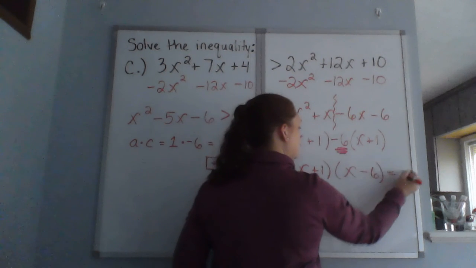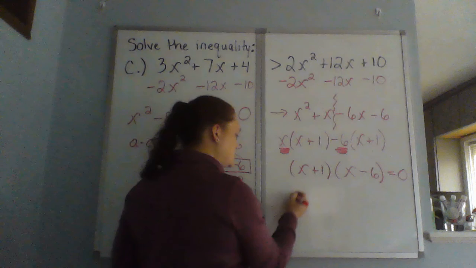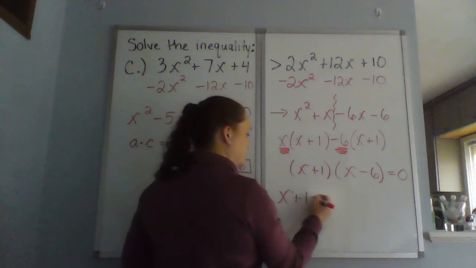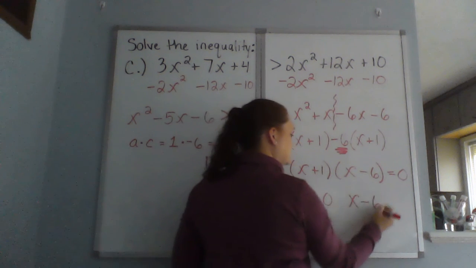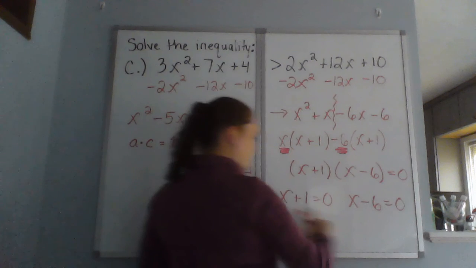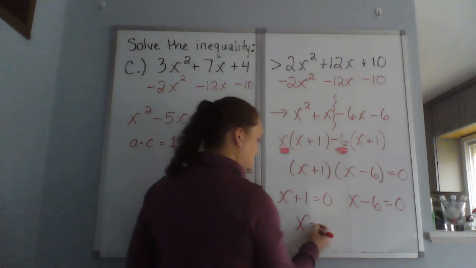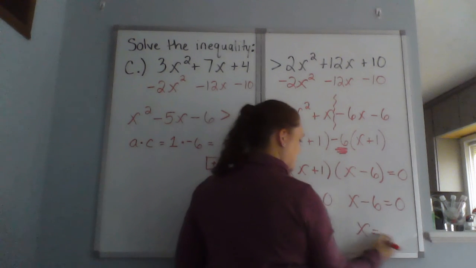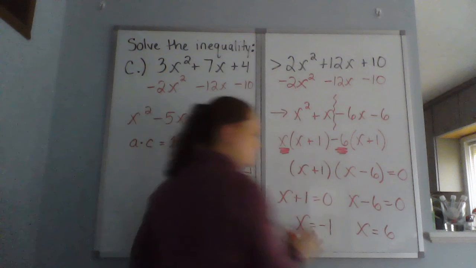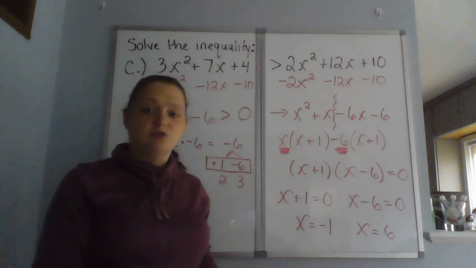And now this is equal to 0, and I set each factor by itself equal to 0. So I do x plus 1 equals 0, x minus 6 equals 0, subtract over the 1 to get x equals negative 1, and add over the 6 to get x equals 6. So these are the two values that we'll use when we're doing our two different methods.